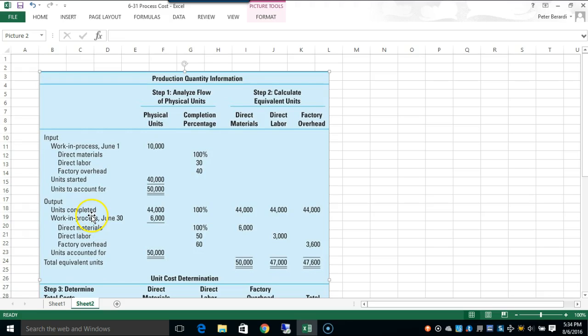Our ending WIP inventory is 6,000, of which our direct materials are 100%, our direct labor is 50%, and our factory overhead is 60%. Now, if you're comfortable using this kind of layout, by all means. But I prefer a little more of a matrix. So let's do this. Let's start with our physical units.